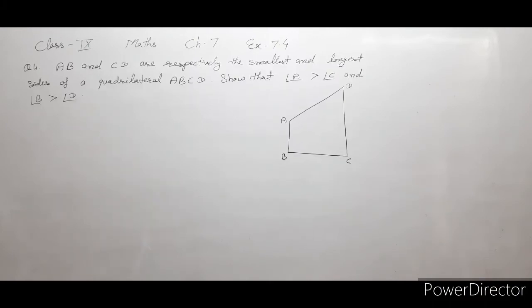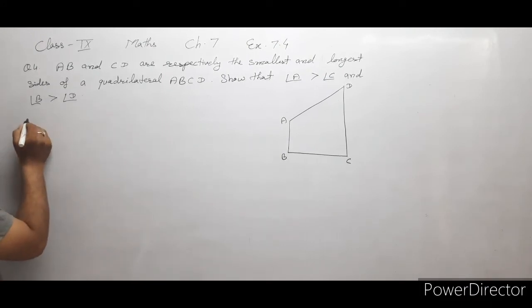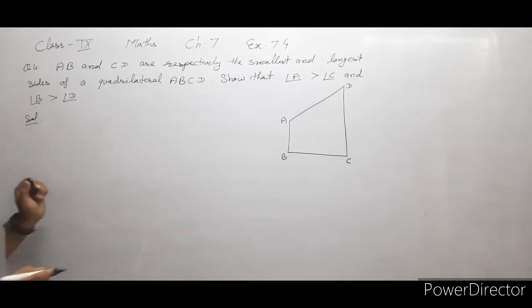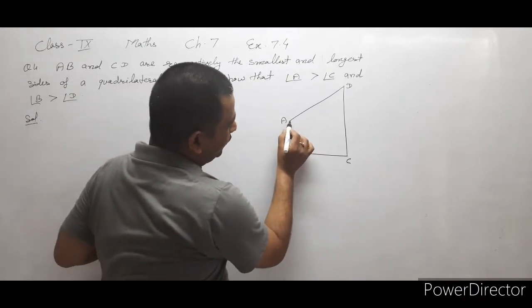Question number 4, it's given that AB and CD are respectively the smallest and longest sides of quadrilateral ABCD. Show that angle A is greater than angle C and angle B is greater than angle D. So first of all, we will prove angle A is greater than angle C. To prove this, we need some construction. Join A with C.